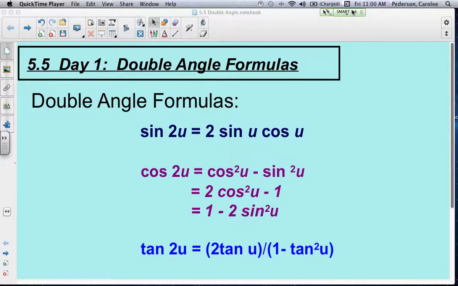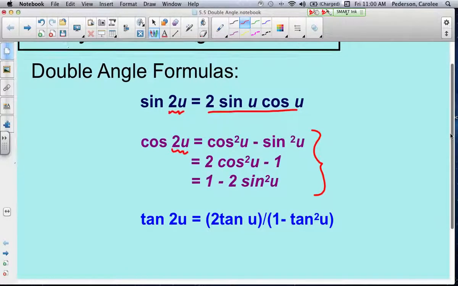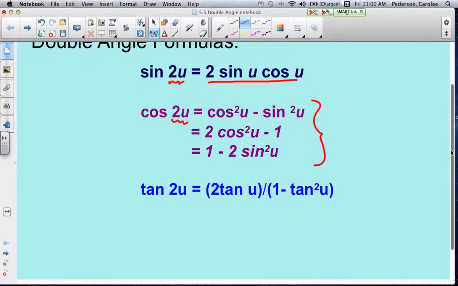Notice the double angles. This is the sine of 2u. So whenever you see that in an equation, you can replace it with 2 sine of u cosine of u. And then the cosine of 2u has 3 different choices, depending on what equation you have. And then the tangent of 2u is 2 tangent of u divided by the quantity of 1 minus tangent squared of u.